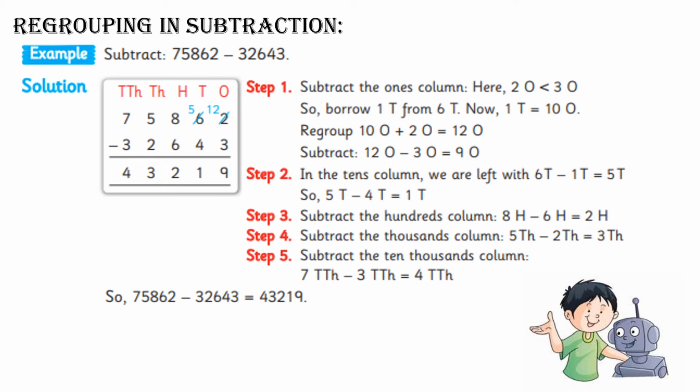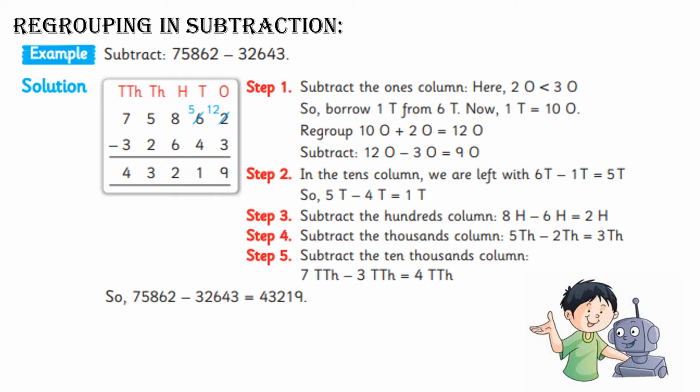Then move on to the tens place. So I am left with 5 tens. So 5 tens minus 4 tens is 1 ten. Proceed to the hundreds place. So 800 minus 600 is 200. Move on to the thousands place. 5,000 minus 2,000 is 3,000.